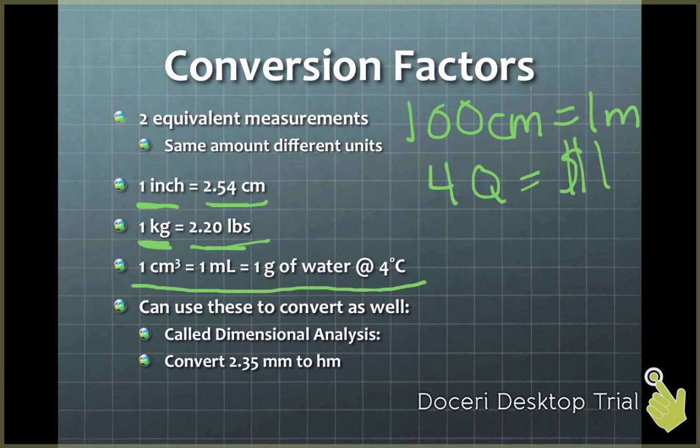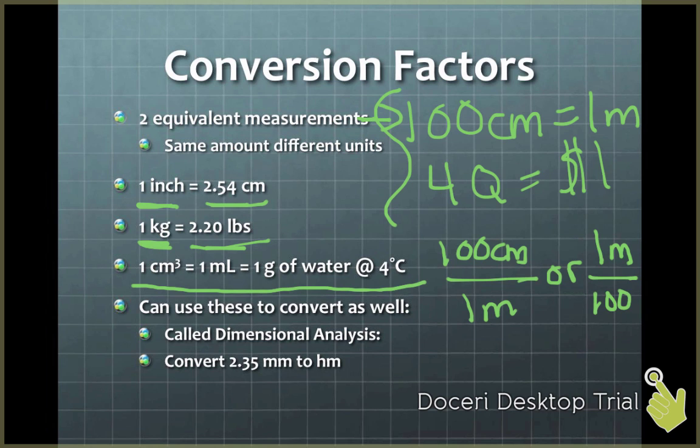Now, we can also use these conversion factors to convert, and we call this dimensional analysis, and I'm going to show you how to do that. But before we do that, we have to have a different way of writing this out. So for instance, when it comes to this conversion factor, I can write it as 100 centimeters over 1 meter, or I can write it as 1 meter over 100 centimeters. But these are conversion factors. We're taking our two equal measurements, and we're forming fractions. Two different fractions can be made out of each conversion factor.